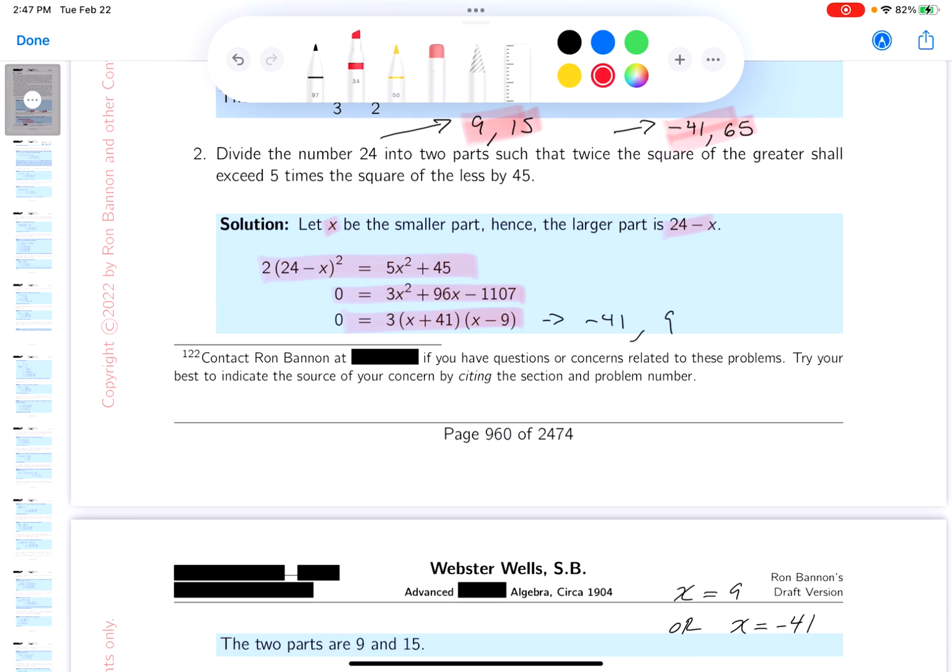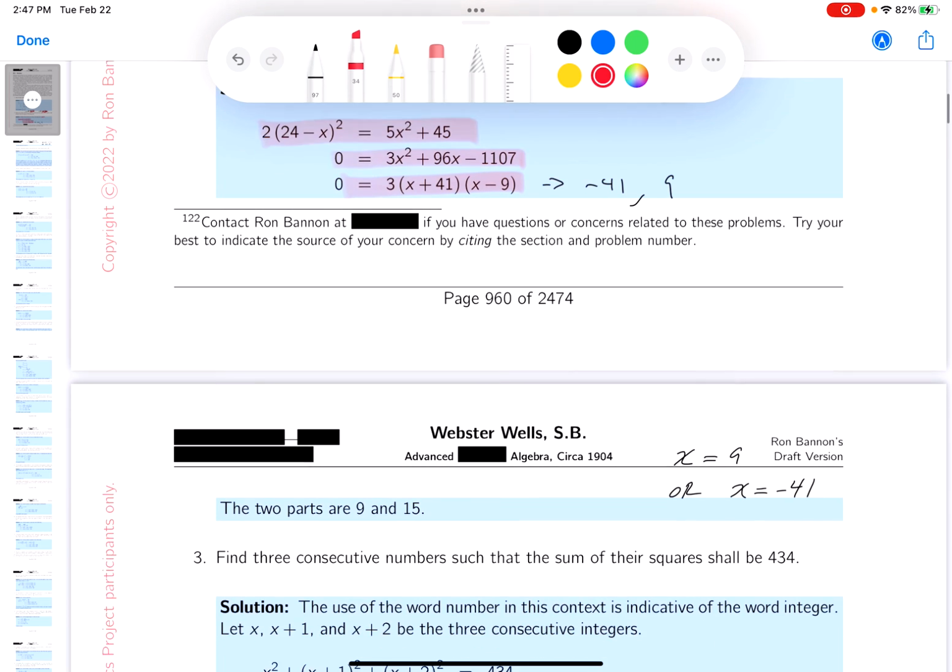However, this also works. And why is that? If I divided 24 into 2 parts, I could say, oh, the 2 parts are minus 41 and 65 because they do sum to 24. And I could also go on to say that twice the square of 65 is equal to 5 times the square of minus 41 plus 45.